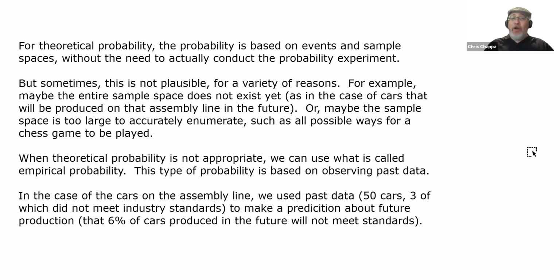This type of probability is based on observing past data. In the case of the cars on the assembly line, we use past data, 50 cars, 3 of which did not meet industry standards, to make a prediction about future production, that 6% of cars produced in the future will not meet standards.